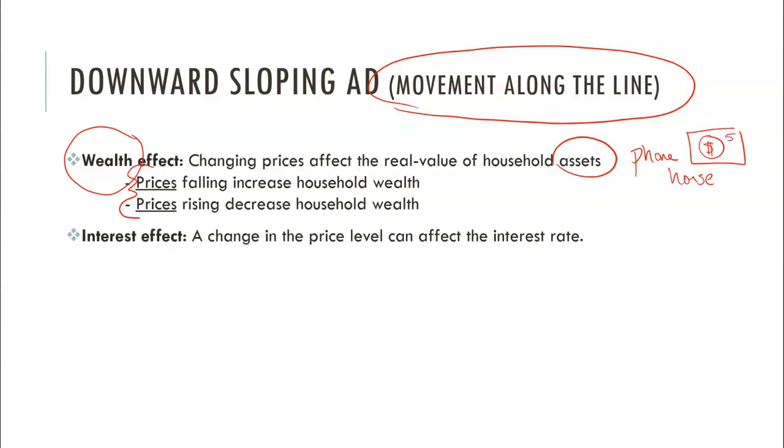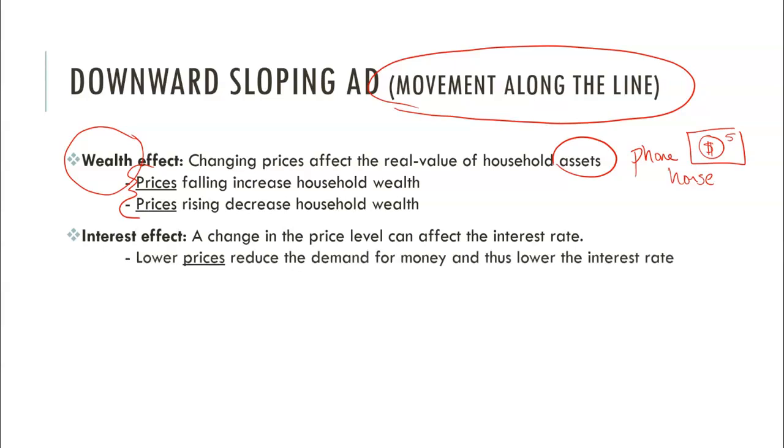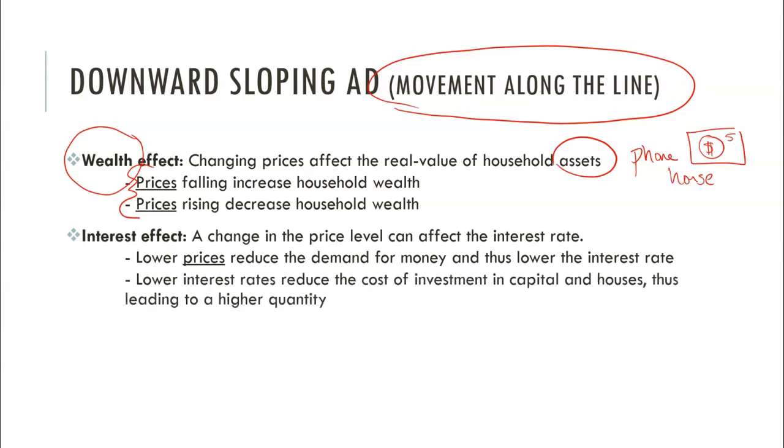There's also going to be the interest effect. So when there's changes in the price levels, it actually affects the interest rate. Lower prices reduce the demand for money and therefore lower the interest rate. Now, we're going to talk more about the demand for money in a later chapter, but the idea is that when prices are high, we need a lot of cash to be able to purchase things. When prices are low, we need less cash. And in the money market, as the supply and demand for money changes, it affects the interest rate.